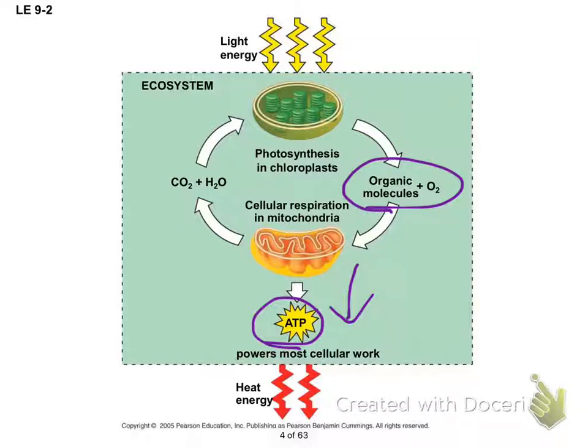And then as we do cellular respiration, one of the byproducts is going to be carbon dioxide and water. So you'll see that essentially the equation when we're doing aerobic cell respiration is we have organic molecules like C6H12O6 and oxygen, and what we get out of that is ATP, and carbon dioxide and water are byproducts of the process.